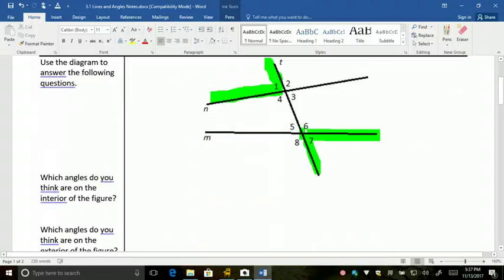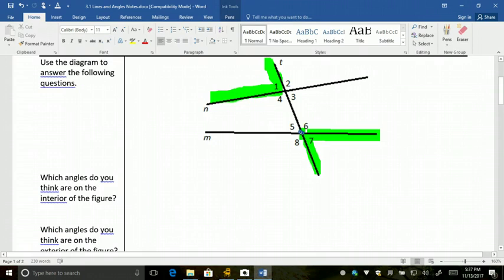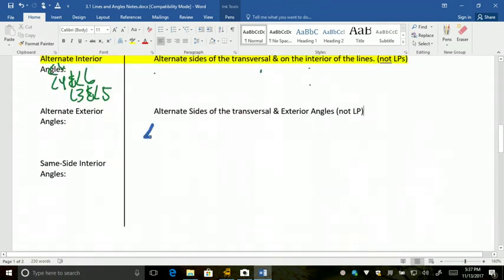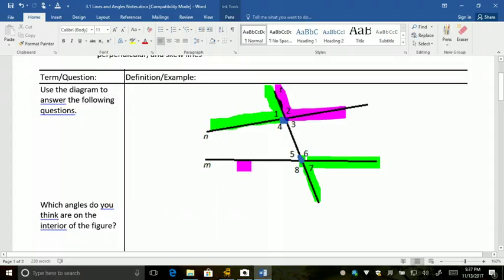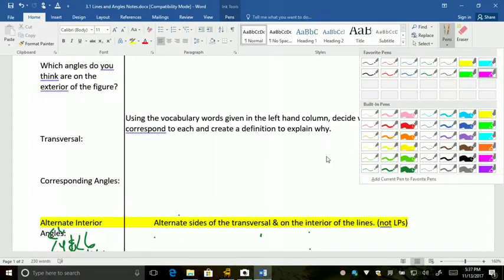So we have one vertex here. For all these angle pairs, we have one of the vertices being here on the transversal and the other one being here on the transversal, on the two separate lines that the transversal connects. So in this case, we have angle 1 and angle 7 for alternate exterior. And then the other set of alternate exterior are angles 2 and 8.